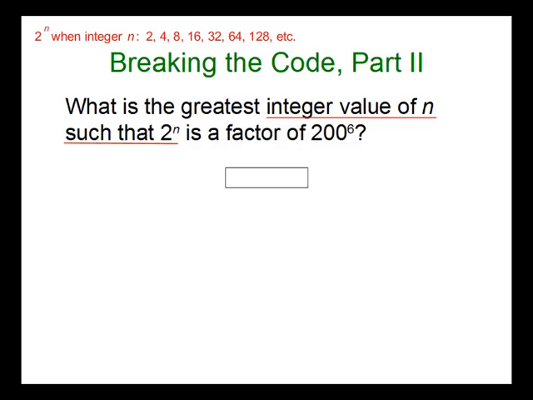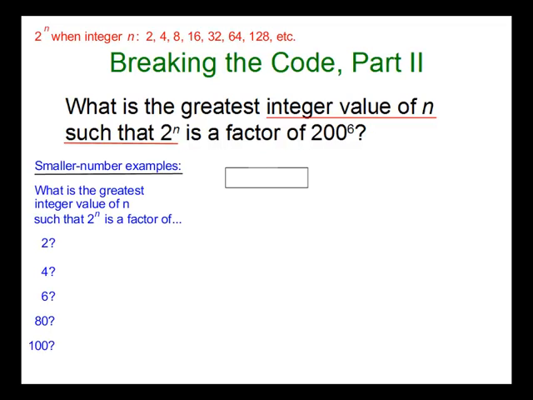What does it mean for something to be a factor of another number? It means it goes into it. If you divide it in, it goes in whole amounts. So for example, 8 is a factor of 800 because it goes in 100 times. All right, so we're getting somewhere with this, but I still don't want to deal with 200 to the 6th power. That's a little daunting.